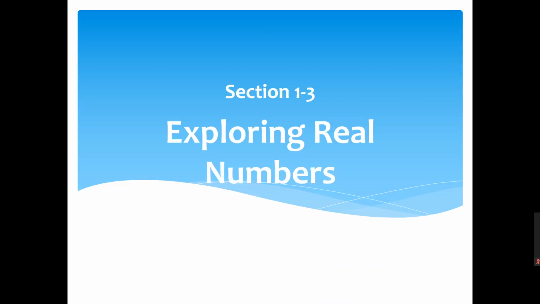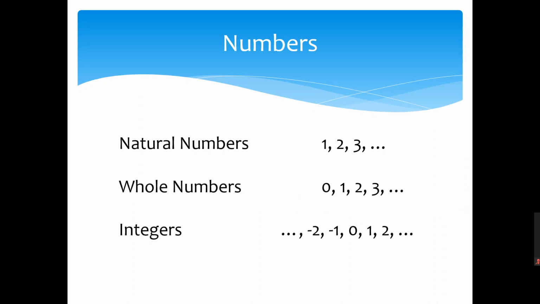Exploring real numbers, we have the natural numbers, whole numbers, integers. Natural numbers are your counting numbers. They start at 1. Whole numbers, the only difference is it involves 0, whereas this does not. Integers is all your positive and negative whole numbers.